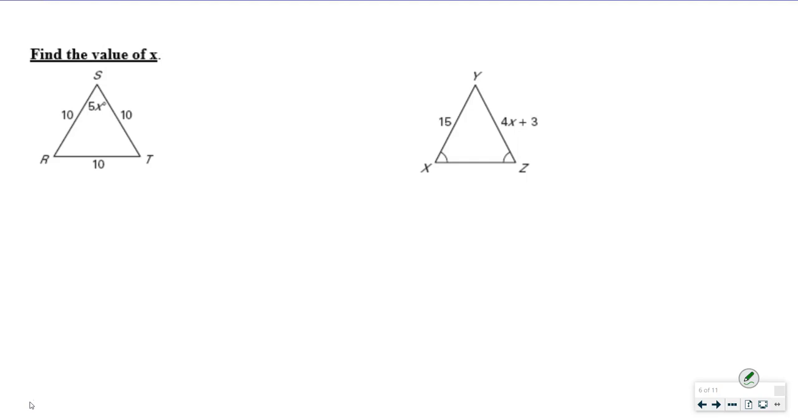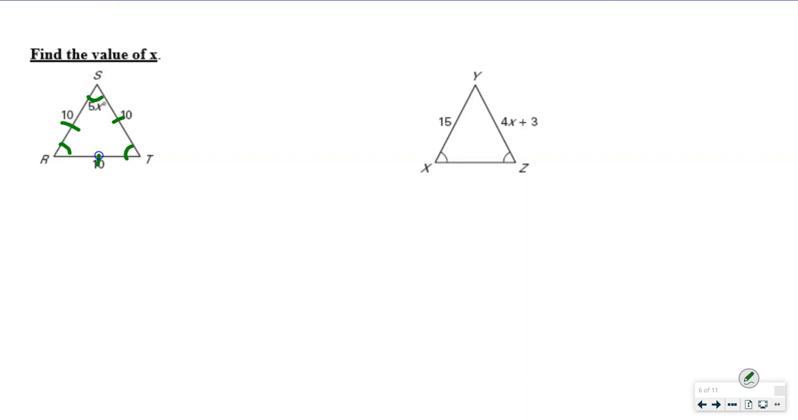So we're trying to find the value of x. If we look at this first example, we know that we have all three sides have a length of 10, so all three sides are congruent. And because of those corollaries of the base angles and corollary of converse of base angles, we know that when we have an equilateral triangle, it's also an equiangular triangle. So all three angles are congruent.